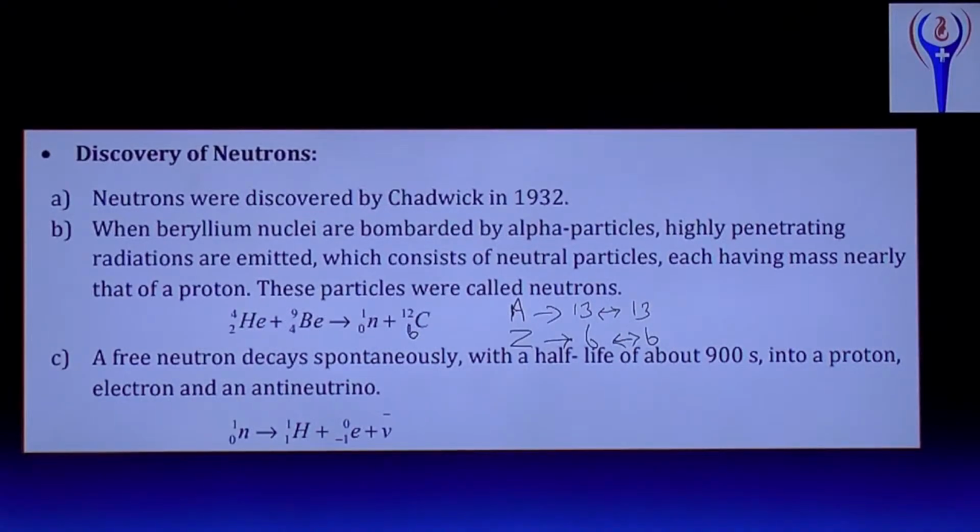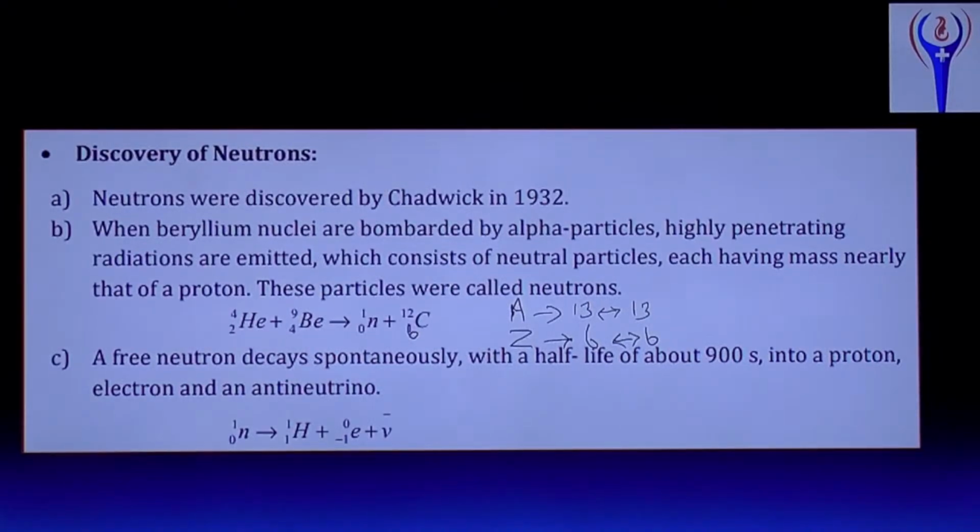Next, a free neutron decays spontaneously. What is the meaning of spontaneous? Not continuous. Naturally, suddenly, naturally, without any external agency, without any inducement. That is spontaneous, without any triggering. A free neutron decays spontaneously with a half-life of about 900 seconds into a proton, electron and antineutrino.